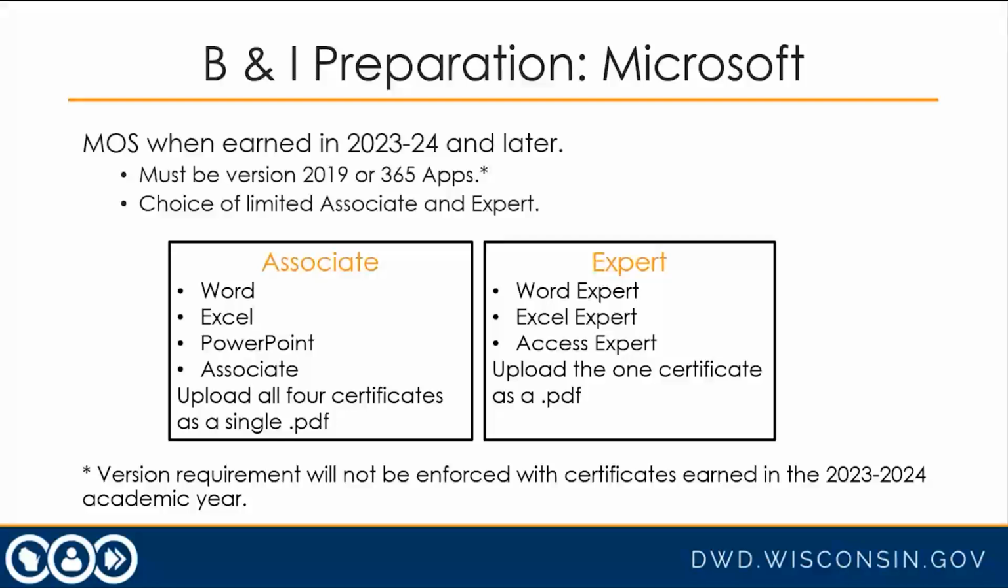Approved Associate certifications are for an entire set of 3 Office programs, with Word, Excel, and PowerPoint being the 3 programs. When a student has earned these 3, a Microsoft Office Specialist Associate certificate can be issued. We'll look for all 4 of these certificates to be uploaded and will greatly appreciate you scanning them into a single PDF. The Expert certifications will be much simpler.